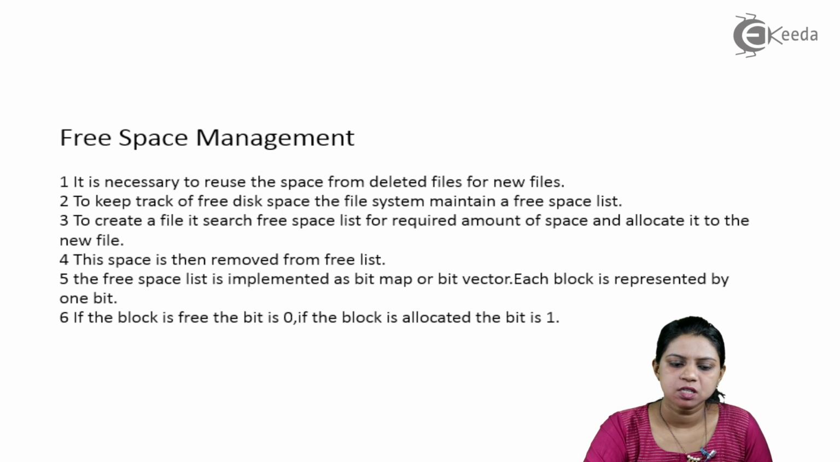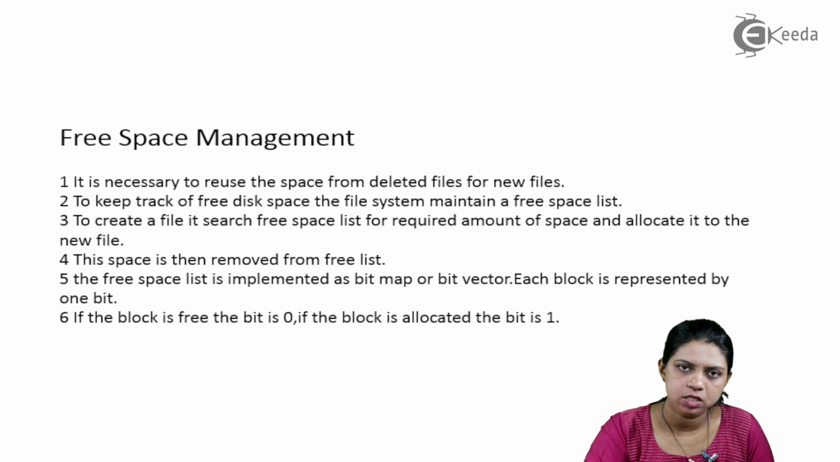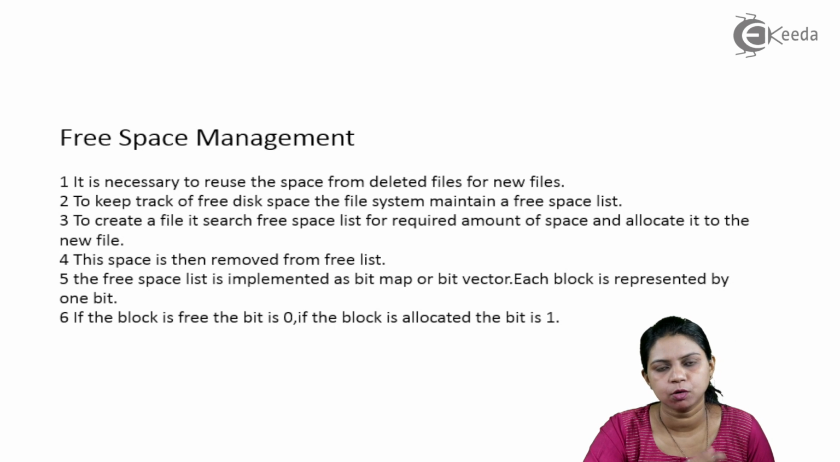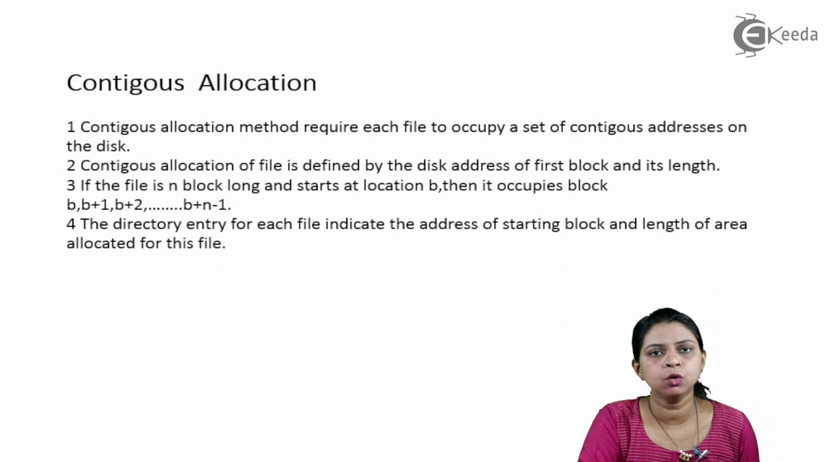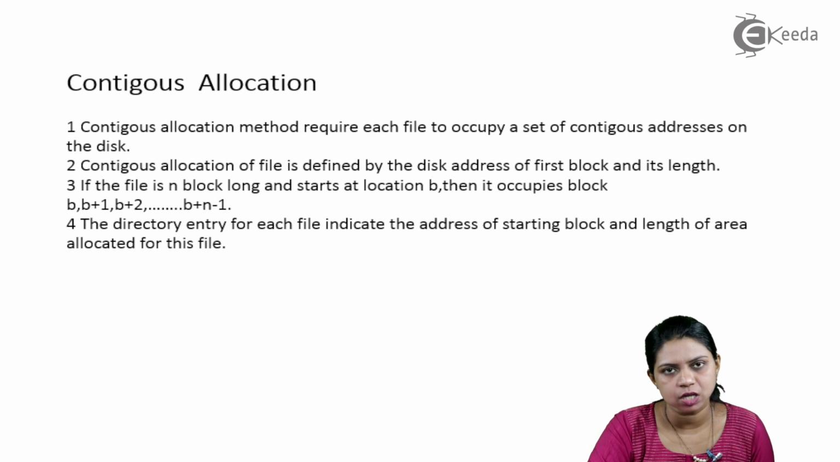The free space list is implemented as a bit map. Each block is represented by 1 bit. If the block is free, the bit is 0. If the block is allocated, then the bit is 1. So this is called free space management. Now let us come back to the topic, contiguous allocation.